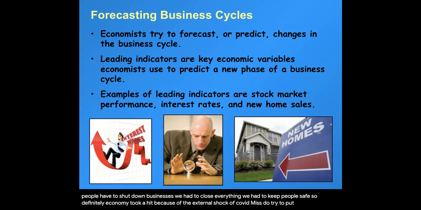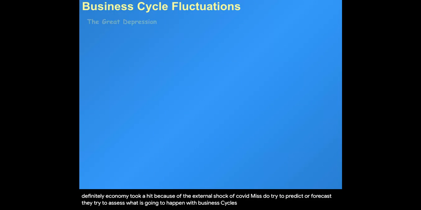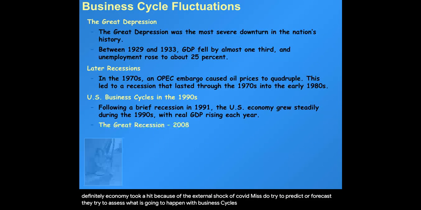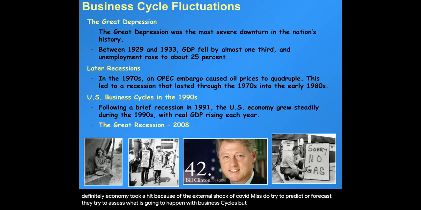Economists do try to predict or forecast, they try to assess what is going to happen with business cycles. But they can't always predict the great depressions or recessions that we have in our business cycles because of these strange fluctuations that happen. In 1929, no one expected the stock market to crash as it did. We didn't know as much about stocks as we do now. We have learned so much from that crash in 1929.